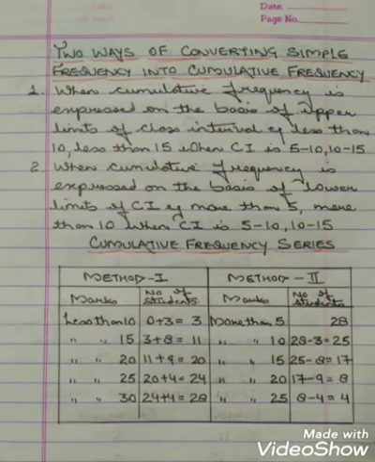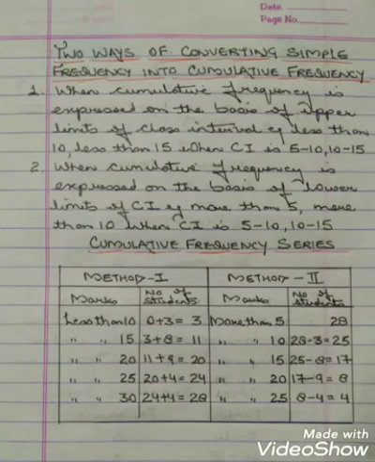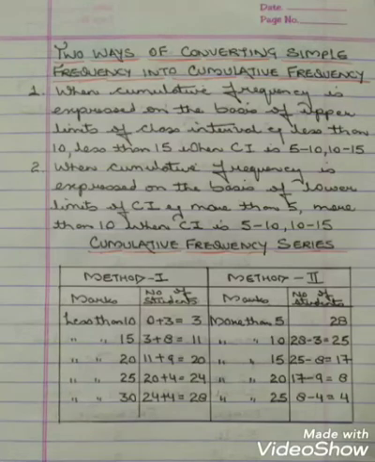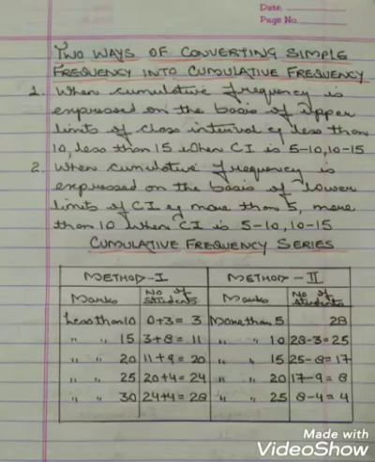If you see method 1 and method 2, I have shown both methods over here. One side you have marks which is less than 10, then number of students. In simple frequency, the number of students was 3. So as I told you, less than 10 is how much? If you see the 5 to 10 series, it is 3.